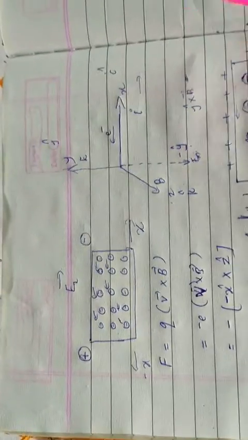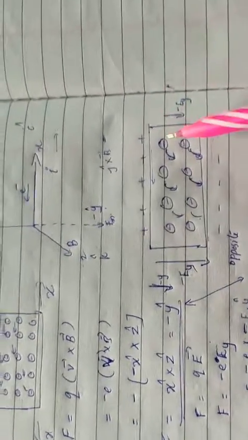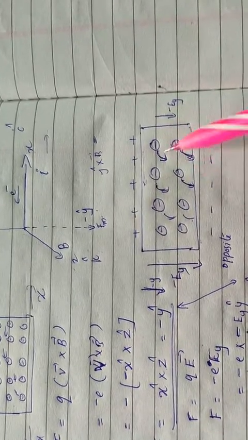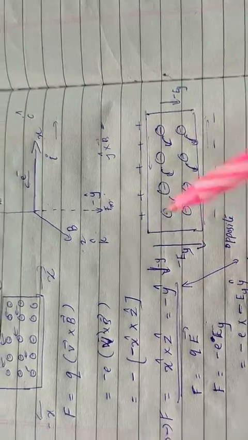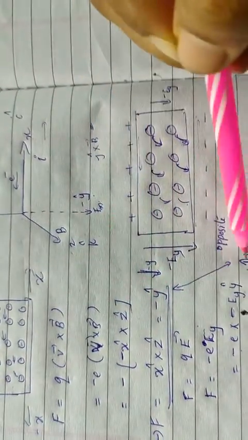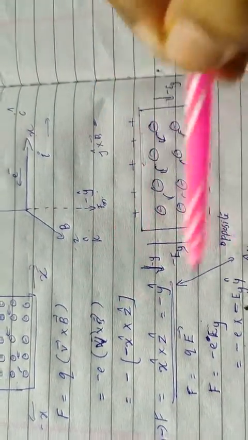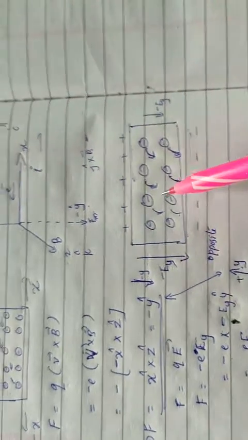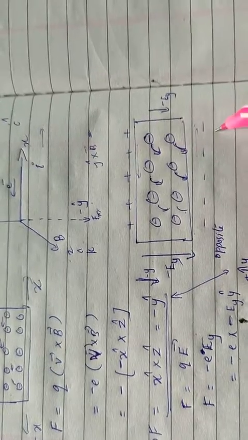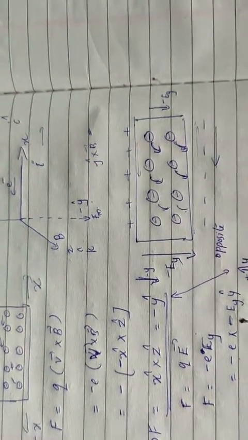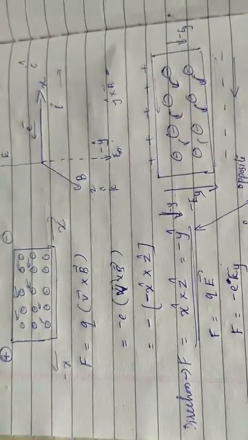The electrons were drifting downwards due to this magnetic force. So this will stop when these two forces balance each other. When these two forces balance, these electrons will move towards the left with a constant drift velocity.